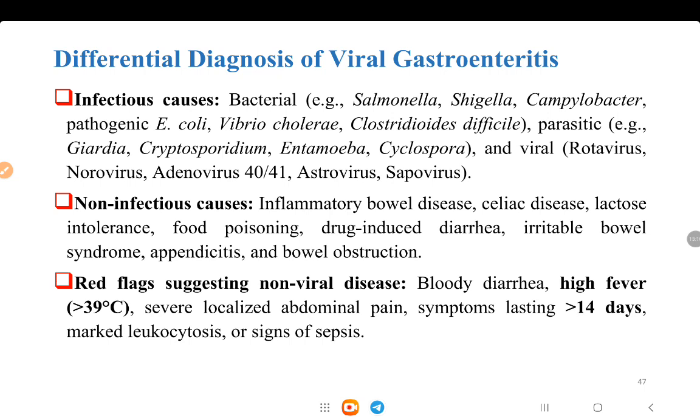Red flags suggesting this is not viral gastroenteritis: when there is bloody diarrhea, that means not viral gastroenteritis; a high-grade fever with severe localized abdominal pain; symptoms lasting more than 14 days; marked leukocytosis or signs of sepsis. All of these signs lead us to suspect a bacterial infection, not a viral infection.